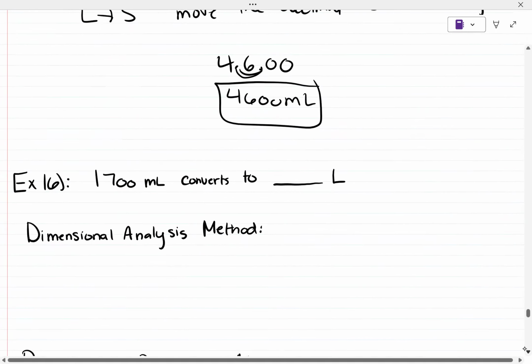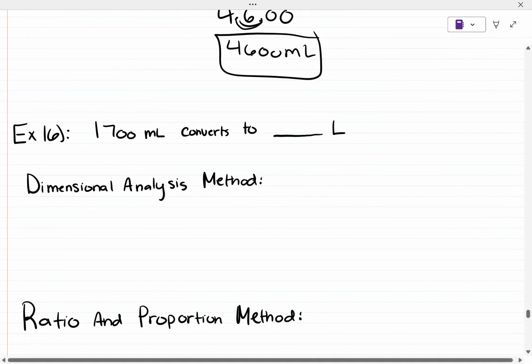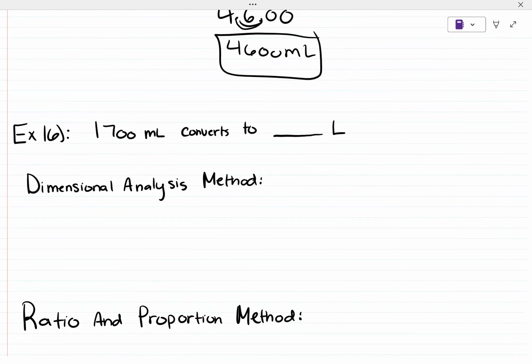Okay, a few more. 1,700 milliliters convert to how many liters? So we're going from a smaller to a larger unit, so dimensional analysis. You start with 1,700 milliliters times, milliliters on the bottom and liters on the top, with an invisible 1. What's the relationship between liters and milliliters? Well, for 1 liter, there's 1,000 milliliters. The milliliters disappear, and then you just multiply across.